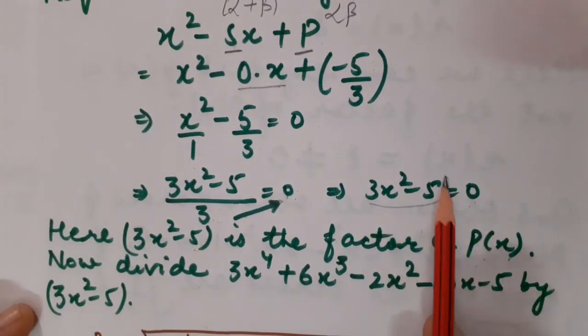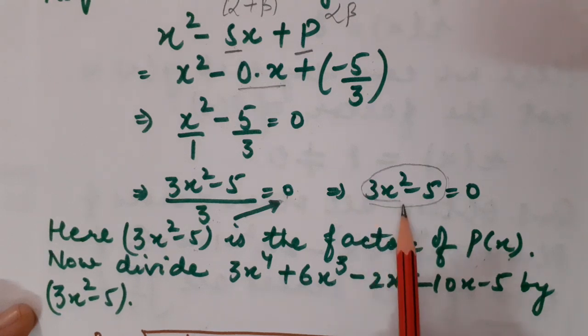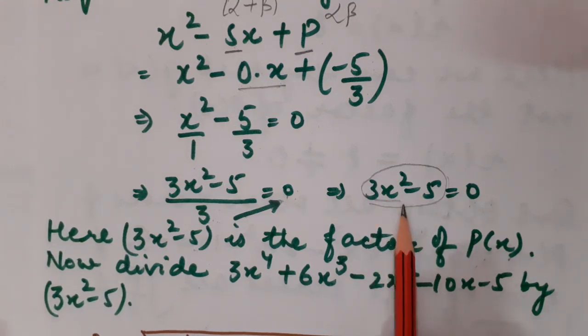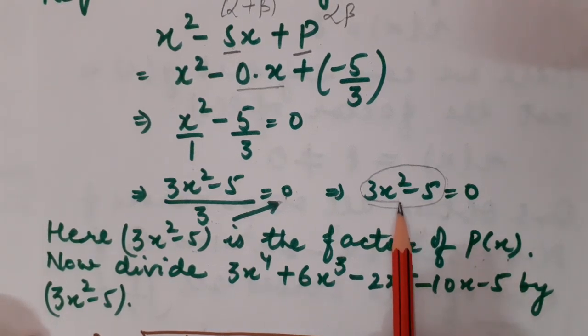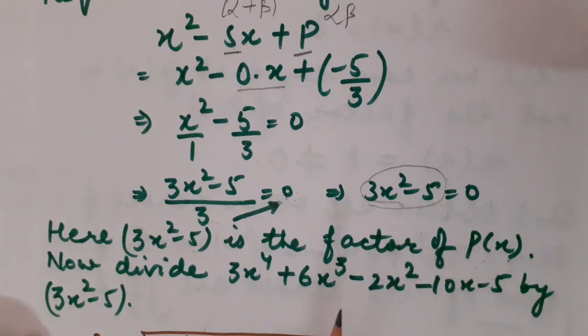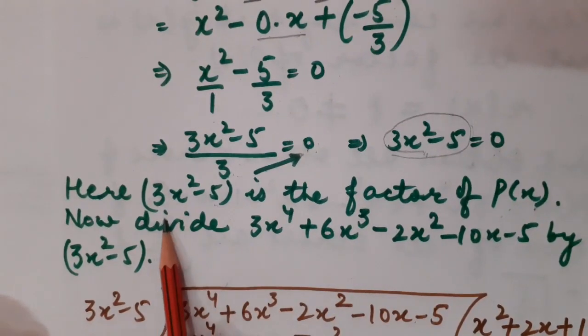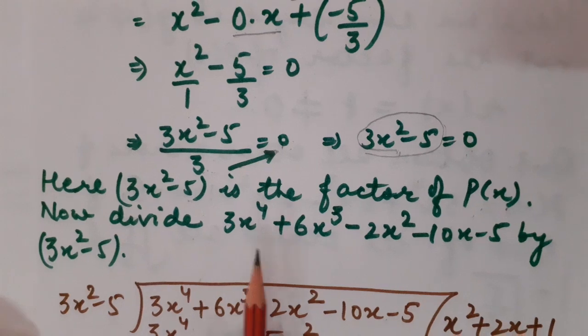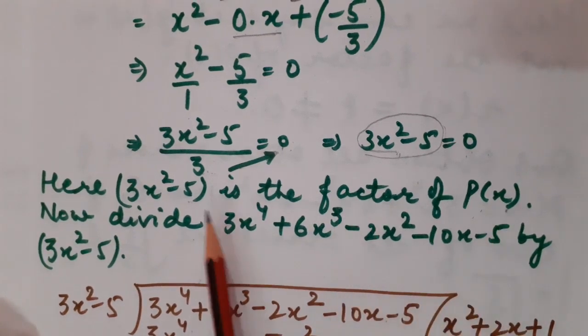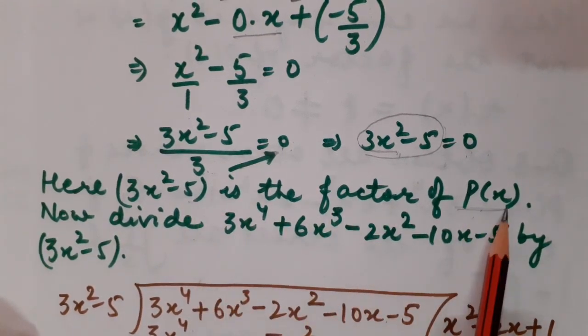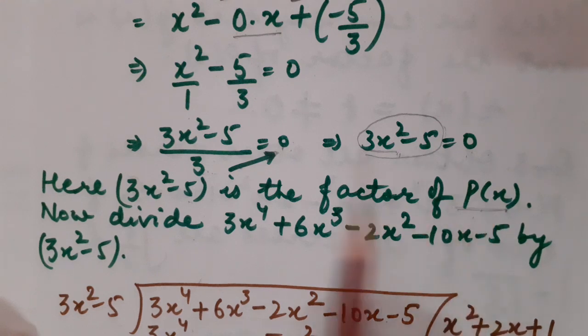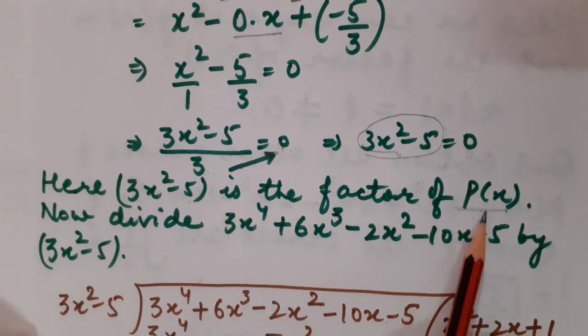Children, basically this is that very quadratic polynomial which we have calculated using the given zeros of the biquadratic polynomial. Fine. So definitely this would become a factor of p(x). So here what I have written: 3x square minus 5 is a factor of p(x). If it is a factor of the complete biquadratic polynomial, that is p(x), it means it must divide p(x) exactly.